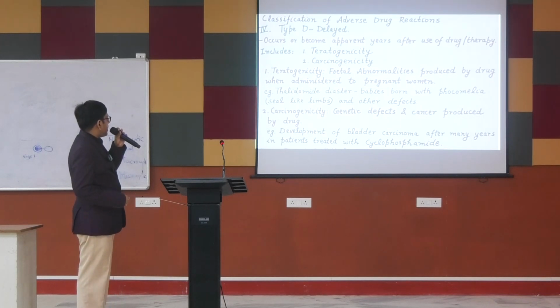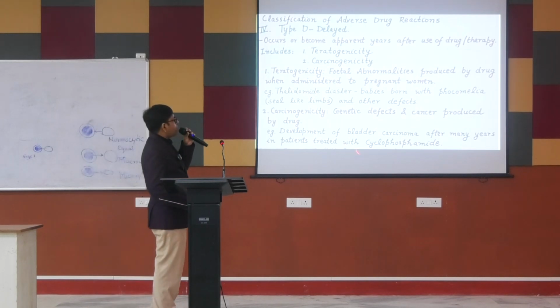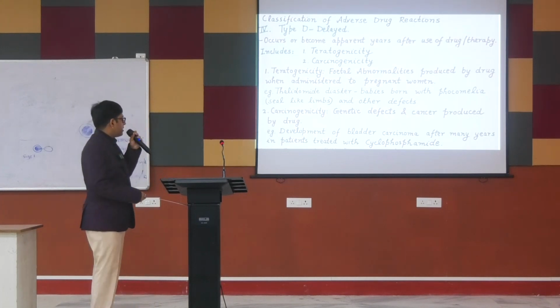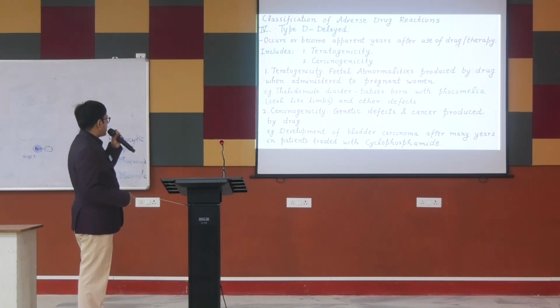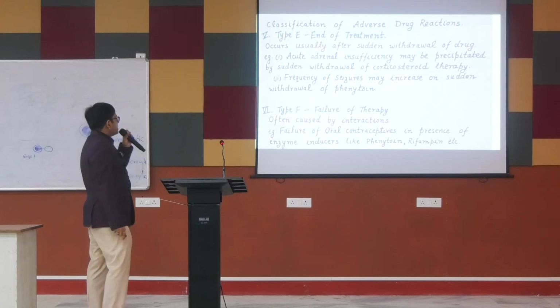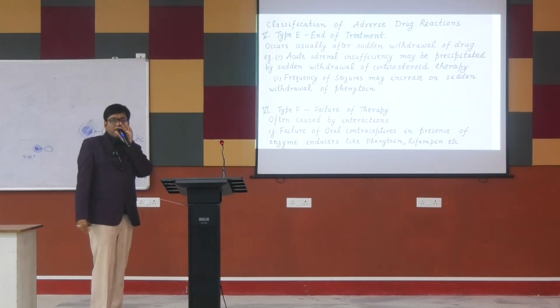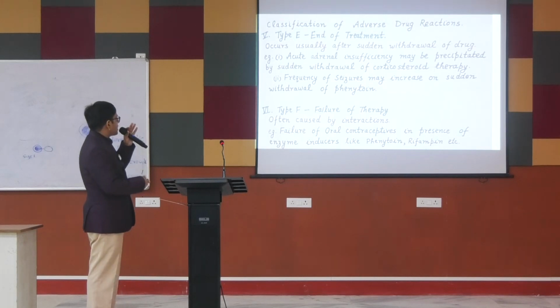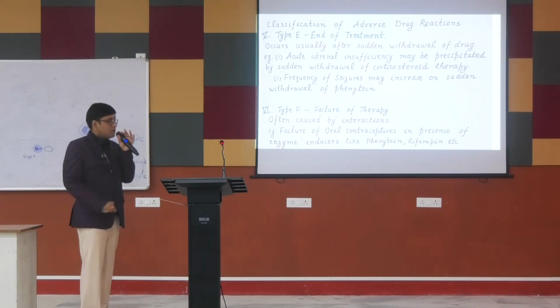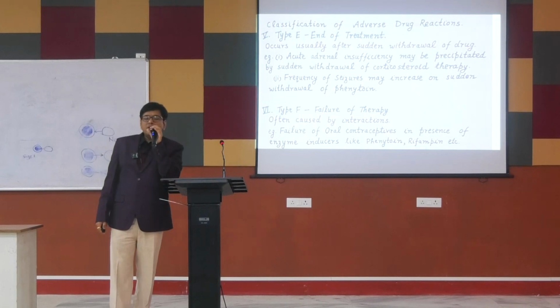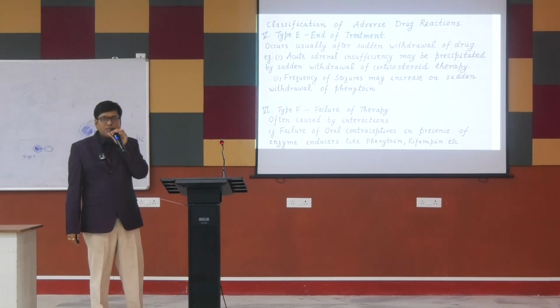And another thing under delayed reaction is carcinogenicity. Some drug has been given to a patient and many years after that, due to that drug, the patient develops cancer. So it's a delayed side effect. Okay, example is cyclophosphamide causing bladder cancer. Type E is end of treatment. When you suddenly stop some treatments, there can be some adverse effects. Otherwise, the adverse effect do not occur. Suddenly stop treatment, there is an adverse effect. That is called end of treatment. Example, if you suddenly stop steroid, there is adrenal insufficiency. Failure of therapy, this is one drug causing failure of another drug. So that's an adverse effect of the drug. Okay, failure of drug by various mechanisms.